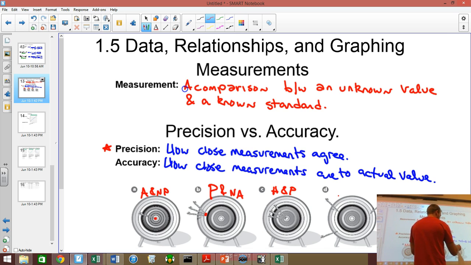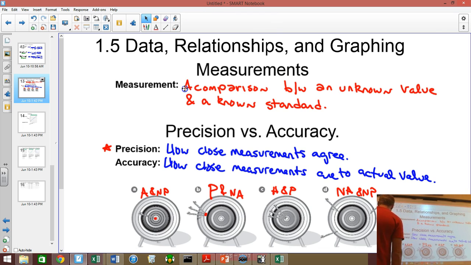Now, this is the worst part. It's not accurate and it's not precise. Sloppy measurements that are not close to the actual values.